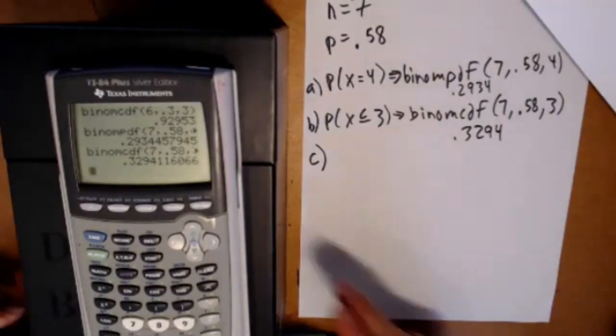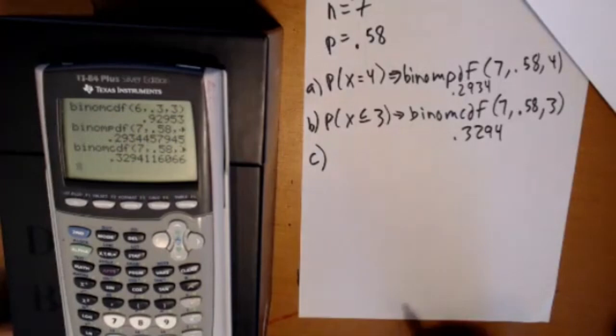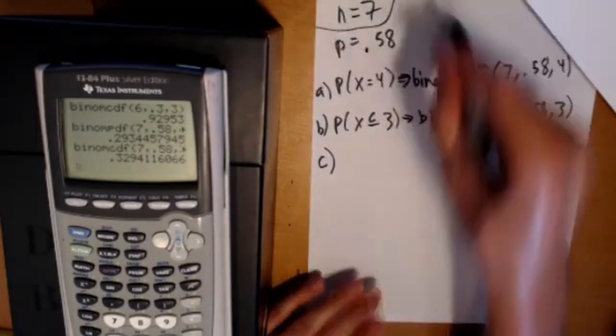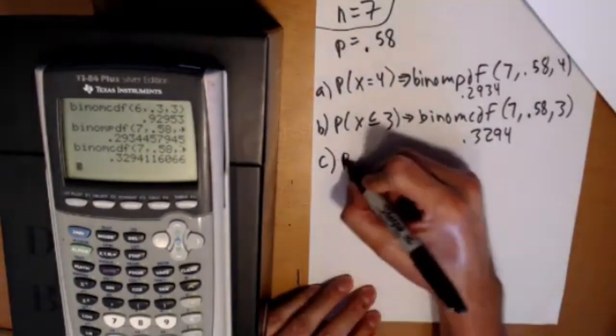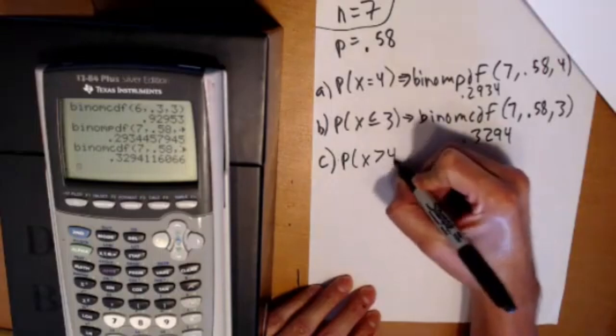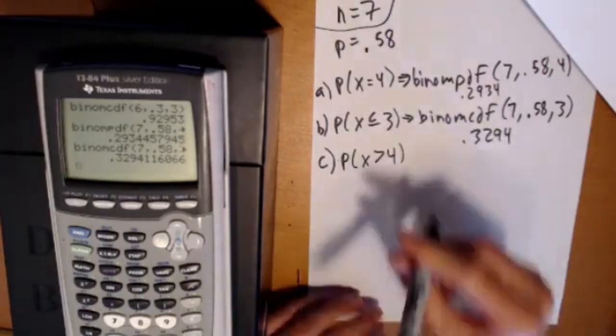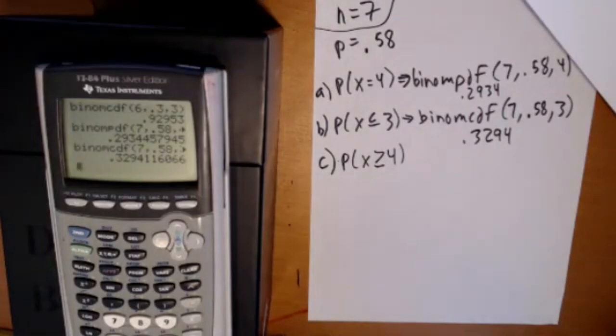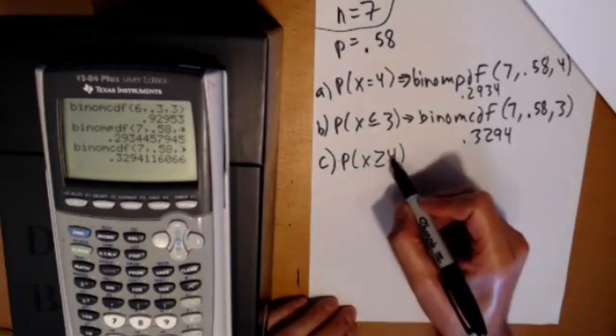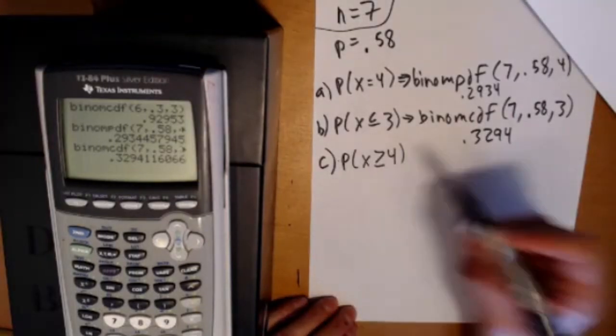Now we got to think. Question C, 4 or more. n is 7, 4 or more. Probability that X is greater than 4. Wait, 4 or more? Greater than or equal to? Let me reread this. 4 or more includes 4. Probability that X is greater than or equal to 4.